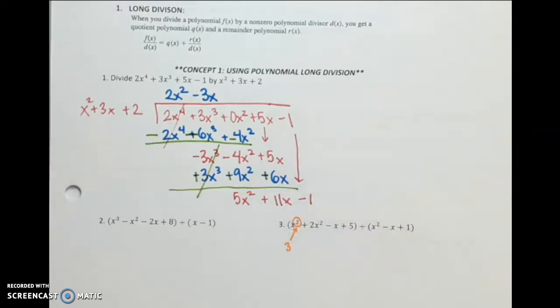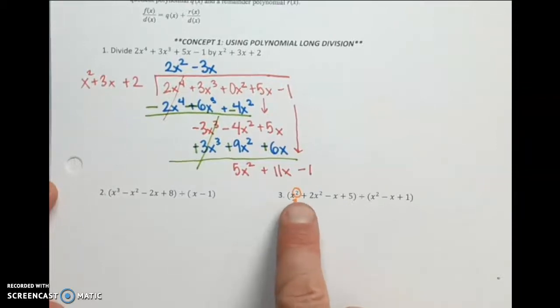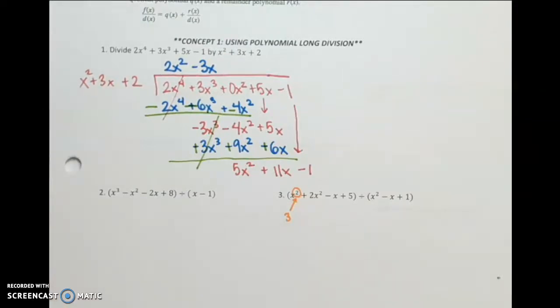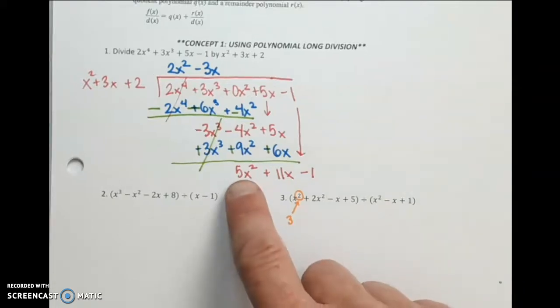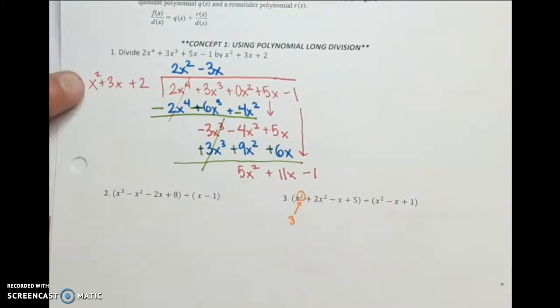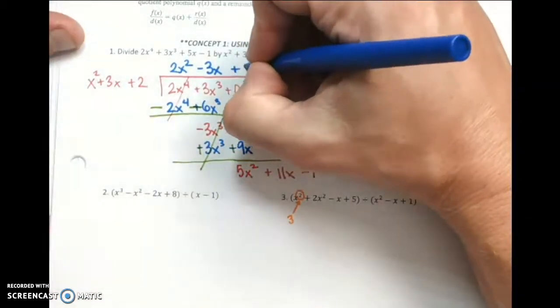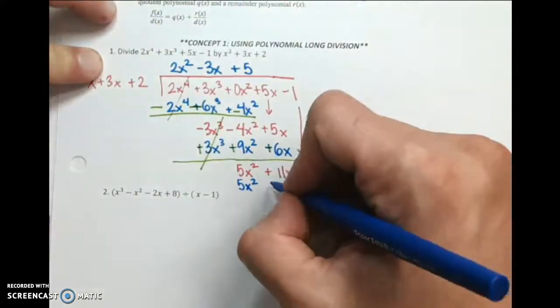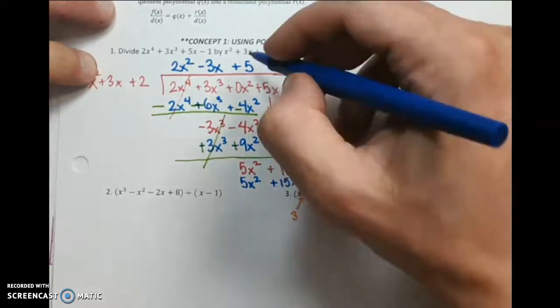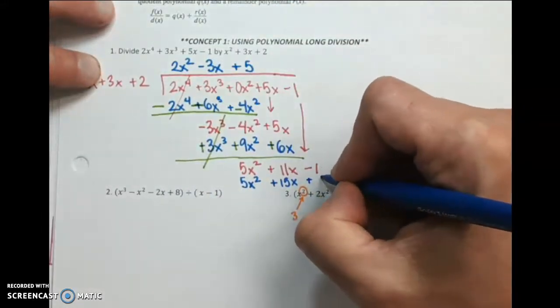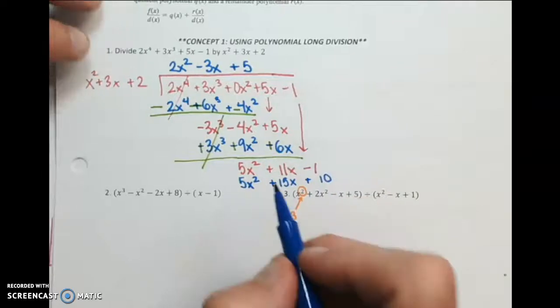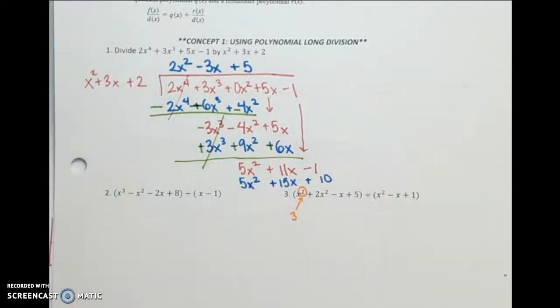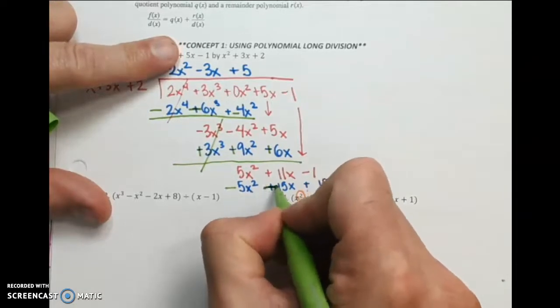I am going to run into this part. Make sure you change that x squared to an x cubed. That was a mistake. It may not be a mistake in yours, but it's a mistake in mine. Now I need to match 5x squared. x squared times what is 5x squared? 5. So I get 5x squared. 5 times 3x is 15x. 5 times 2 is 10. I'm going to subtract, so change all my signs.